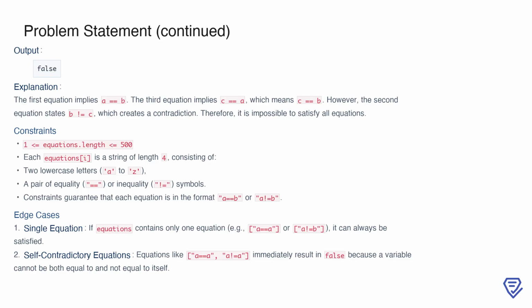Now, let's think about some edge cases. For instance, if the array contains only one equation, like A equals A or A equals B, it can always be satisfied since there are no conflicting conditions. On the other hand, a self-contradictory equation like A not equals A immediately results in false because a variable cannot be both equal to and not equal to itself.